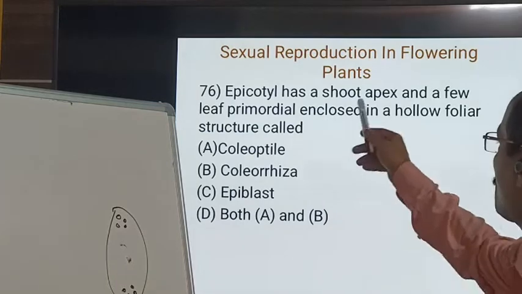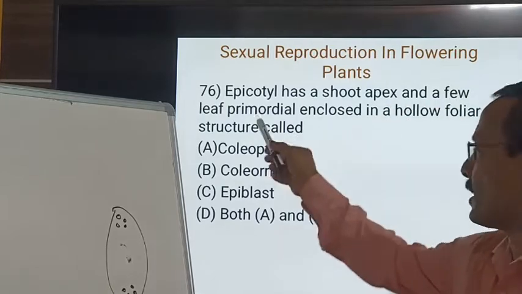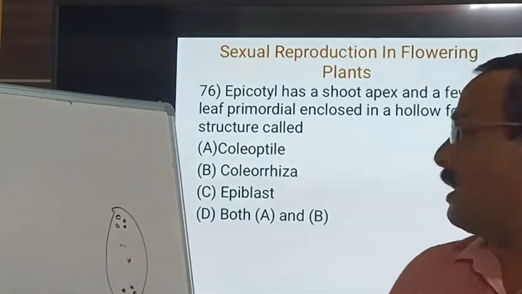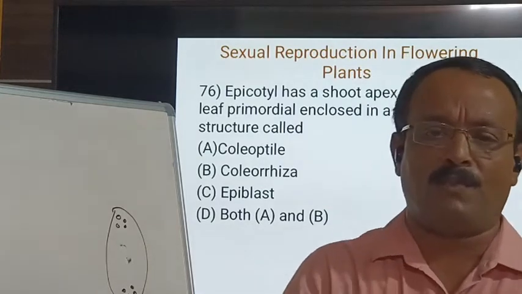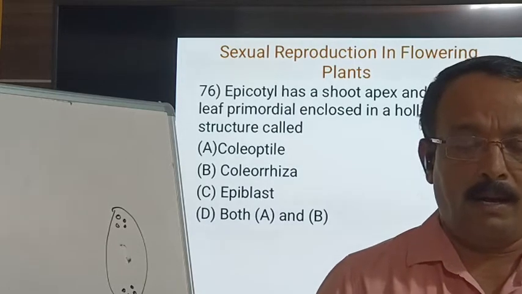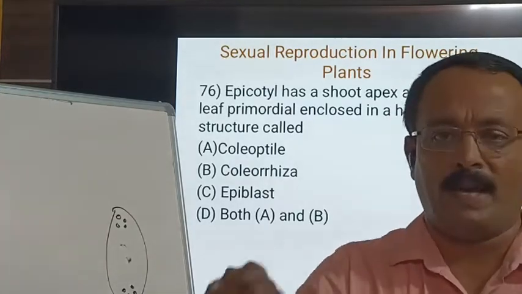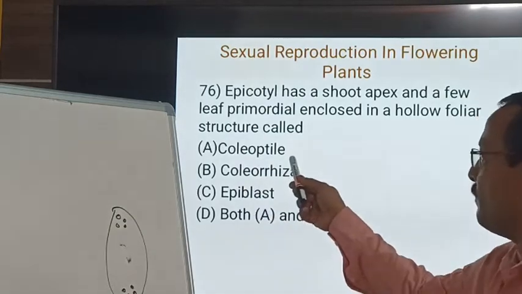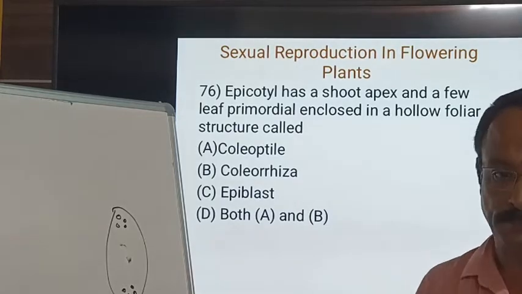So epicotyl has a shoot apex and a few leaf primordia enclosed in a hollow foliar structure. So in monocot embryos, the epicotyl has leaf primordia. This primordia is enclosed in a hollow, thin membranous cover, which we discussed in the 65th slide. So that is coleoptile. Likewise, in the monocot embryo, the radicle consists of the root cap, which is covered by a thin membrane, that is called coleorhiza. So the option is coleoptile. If they had given hypocotyl, that is radicle, it would be coleorhiza. Next one.